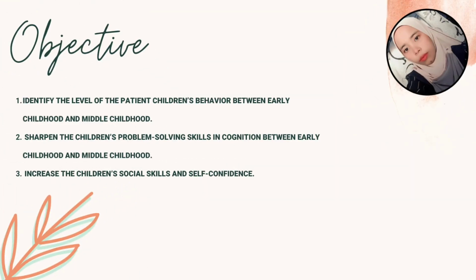So we start from the objective. In our report, we have 3 objectives. First is to identify the level of the children's behavior between early childhood and middle childhood. The second one is to sharpen the children's problem-solving skill in cognition between early childhood and middle childhood. And the third one is to increase the children's social skills and self-confidence.